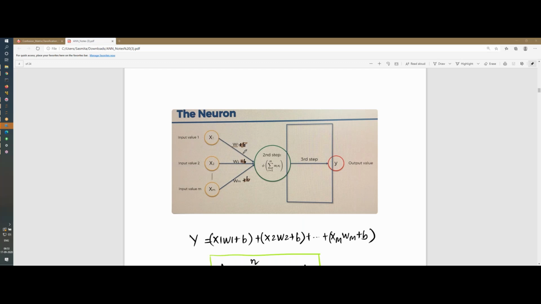So step number one is to assign a weight. A weight is nothing but a numerical value. Now you will ask me how I will get this weight.